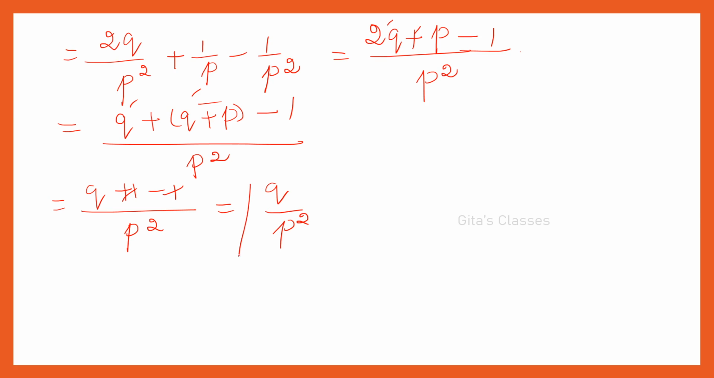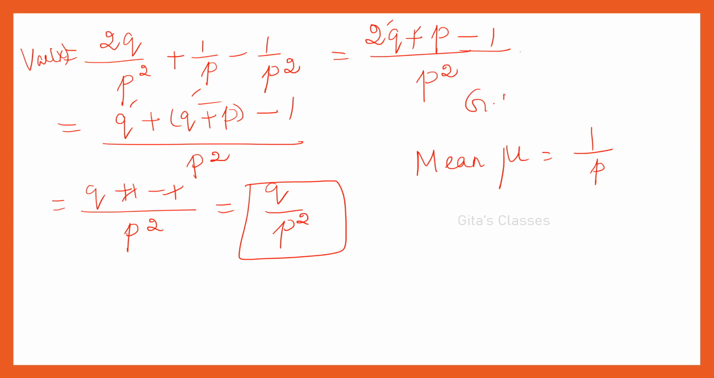Okay, so q by p squared is our variance. We started with variance of x. So what is mean? Mean mu is equal to 1 by p for geometric distribution. Okay, mean mu is 1 by p and variance of x is equal to q by p squared. Okay, you have to remember these things. Even this proof is also important. Derivation of mean and variance of x is also important.